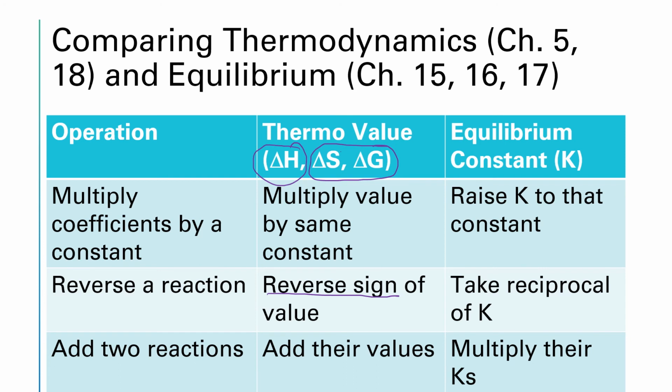And then in thermo, if we add 2 reactions together, we also add their delta H values, but not so with Ks, with these equilibrium constants. If we add 2 reactions together, we're going to multiply their Ks to get the K for the overall reaction. At the end of the semester, the last chapter we cover will be electrochemistry, and we're going to add one more column to this table where we see how manipulating the equation affects the standard potential for each reaction.